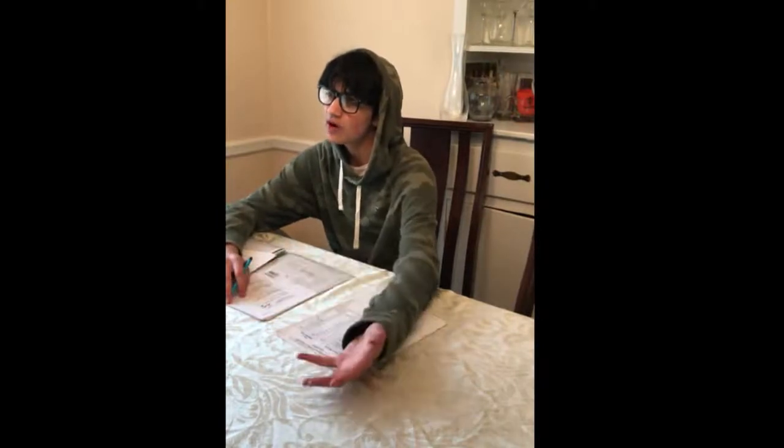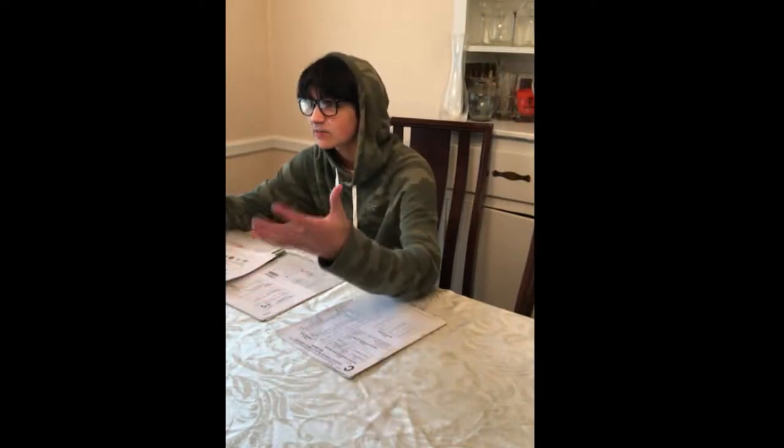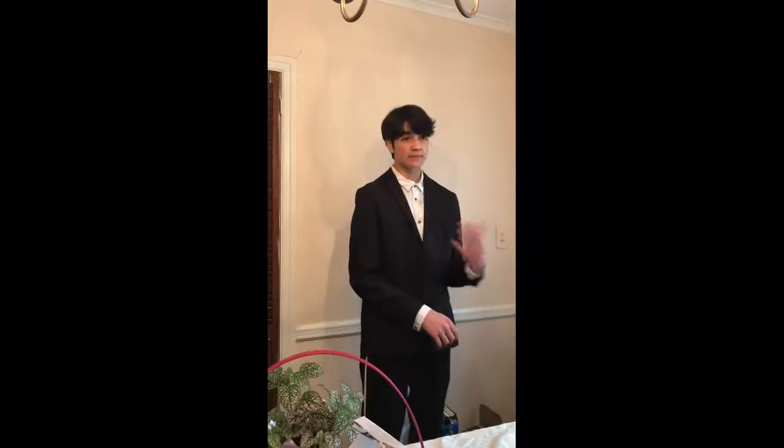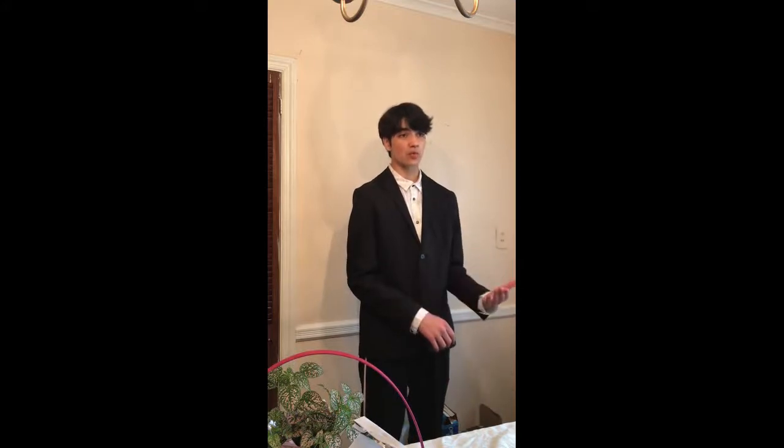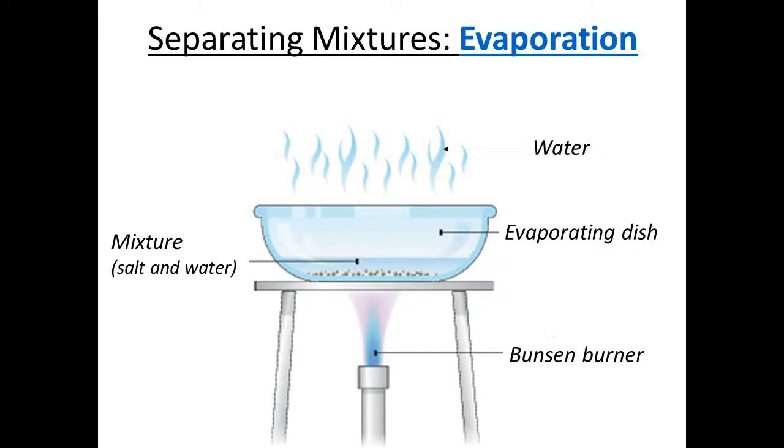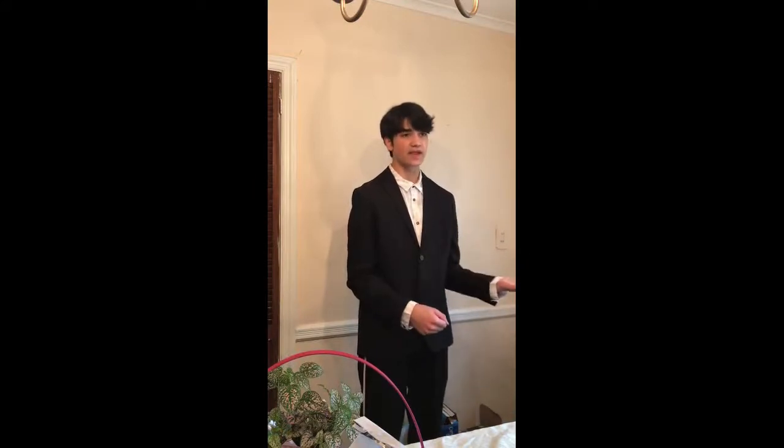But how could one separate a homogeneous mixture? Is it even possible? Oh, it is possible. So you see, the components in a mixture retain their own chemical properties. So we use these properties in order to separate them. One way is evaporation. Let's say we have a mixture of salt and water. If you add enough heat to it, the water will evaporate, leaving the salt behind because salt can't evaporate. This could be used for sand and sugar as well.